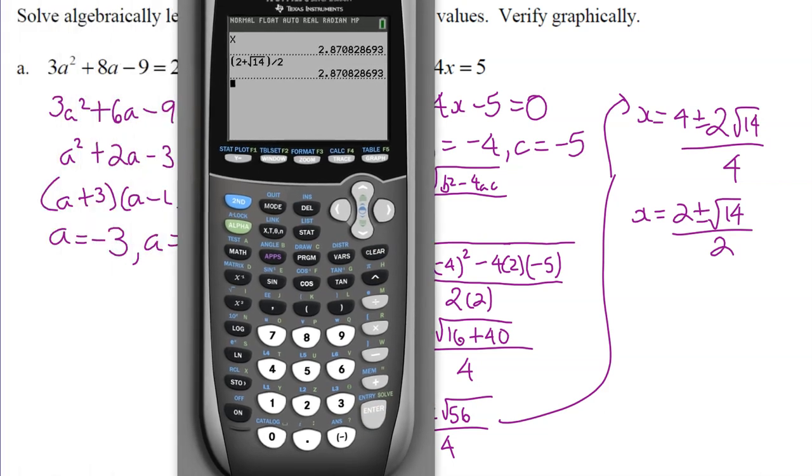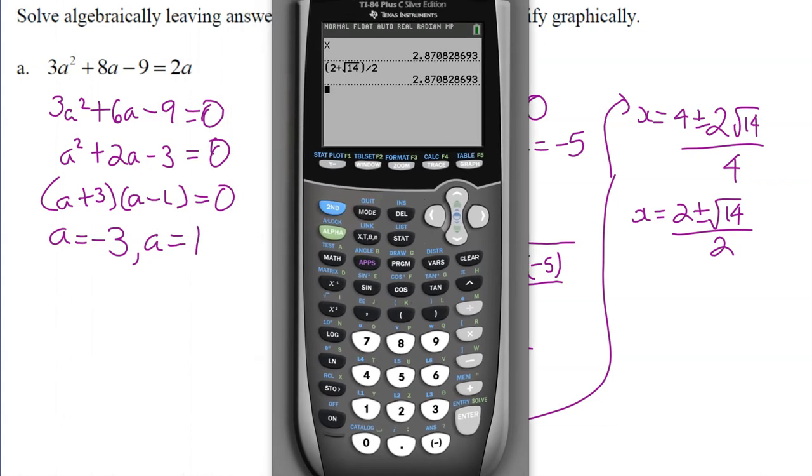You know what, let's do the other one, but we'll do a left side, right side on this one. So the left side, so we've got 3, now we have to use x, so 3x squared plus 8x minus 9, okay, that's the left side, and the right side is going to be 2x. So I'm going to graph these two equations, and the solution will be, so let's take a look.